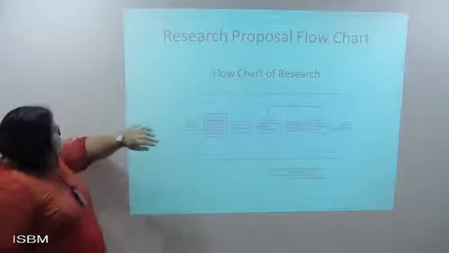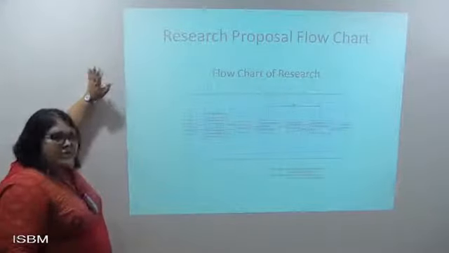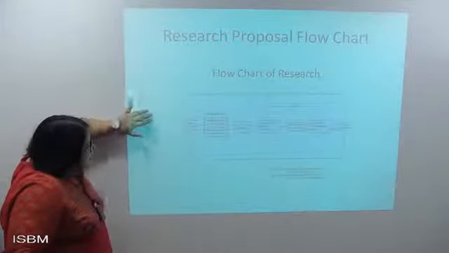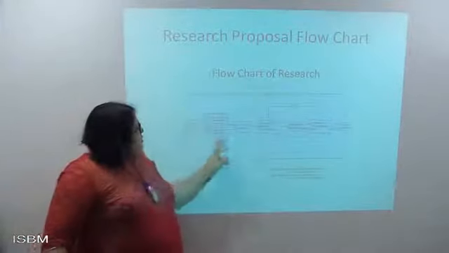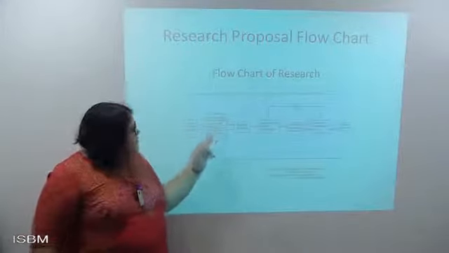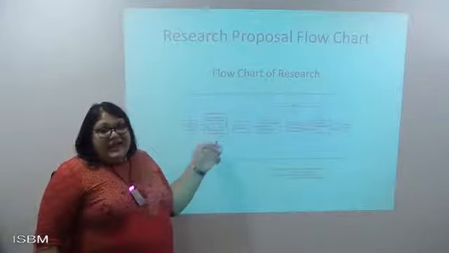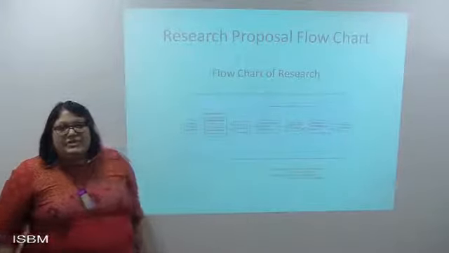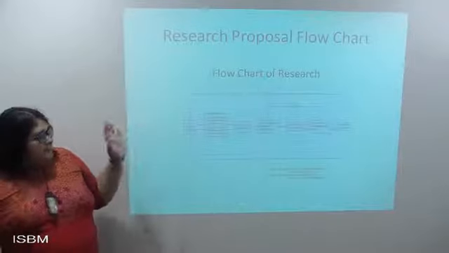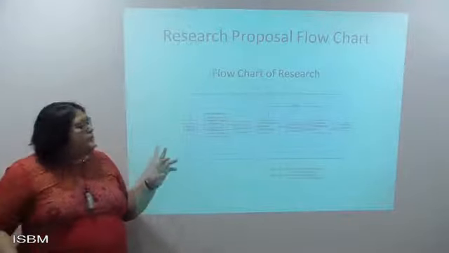So, the research proposal side usually follows this technique. First you define your research problem, then you review your literature. Literature review is of two types. First, you review the concepts and theories, and then you go on reviewing the previously found data. That's your primary data.